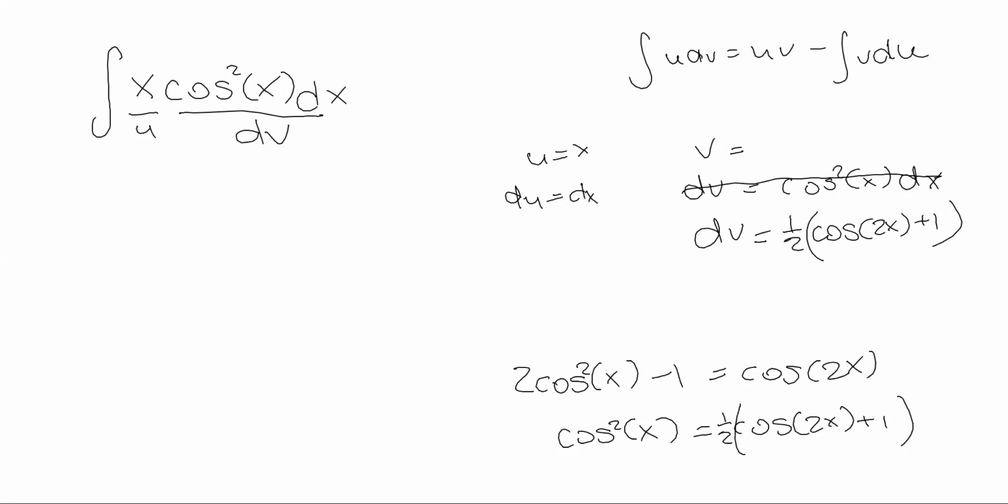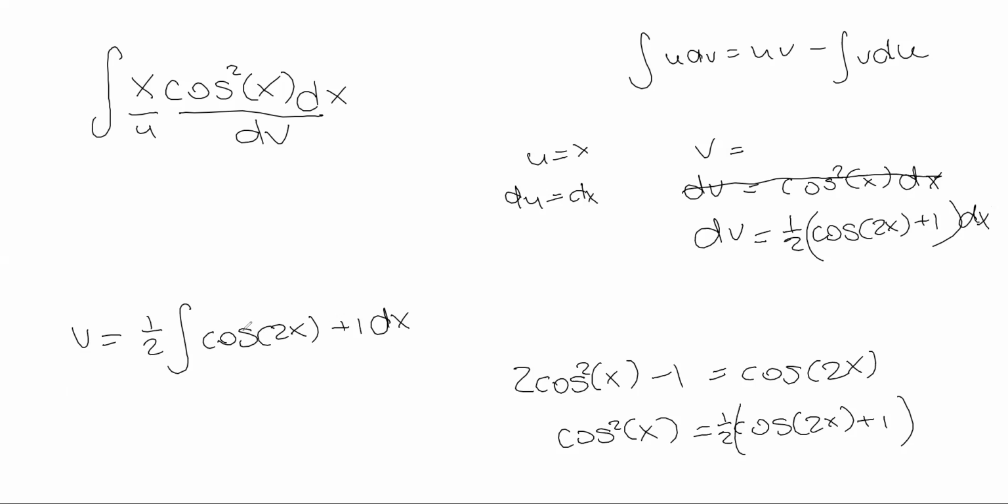So our very next step would be to take dv and then use that to find v. So v is going to be a separate integral. v is going to be the integral of whatever dv happens to be. Oh, I forgot the dx. So v is going to be 1/2 the integral of cosine of 2x plus 1 dx. I don't need the parentheses there.